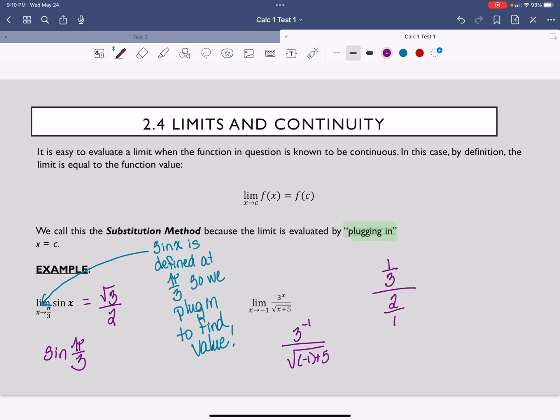Think about that as 2 over 1. So then I've got 1/3 divided by 2 over 1. That's the same thing as 1/3 times 1/2, and that's going to give me 1/6. So that is my limit right there. So the final answer to this right here is 1/6. And you are going to be doing lots more algebra, and we'll work through more algebra as we move into indeterminate forms.